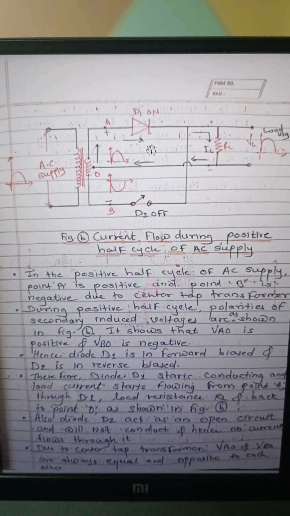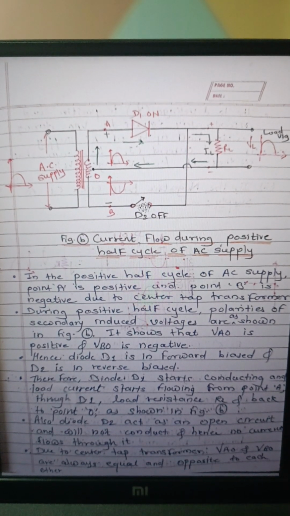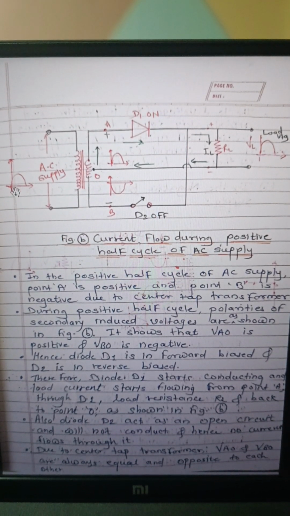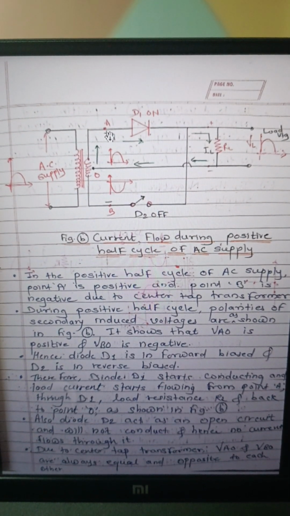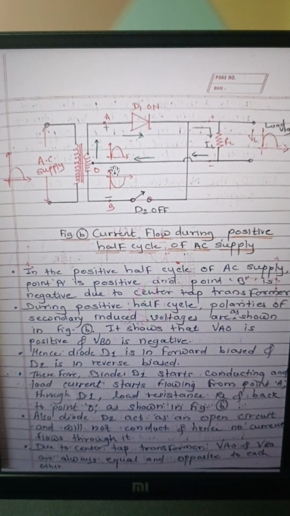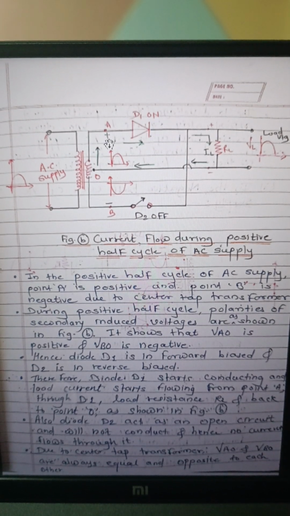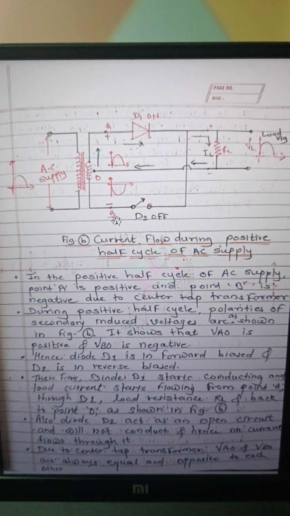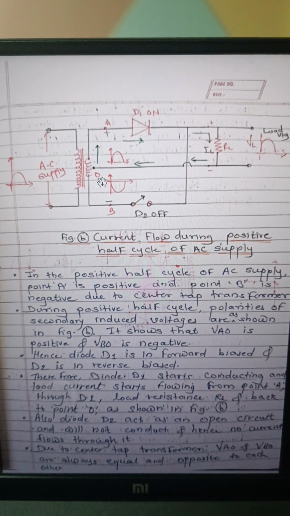Now what happens? Okay, so during the positive half cycle of AC supply, point A is positive with respect to point B. Okay, means the voltage across VAB, across point A and point B, is divided into two parts due to the center tap.